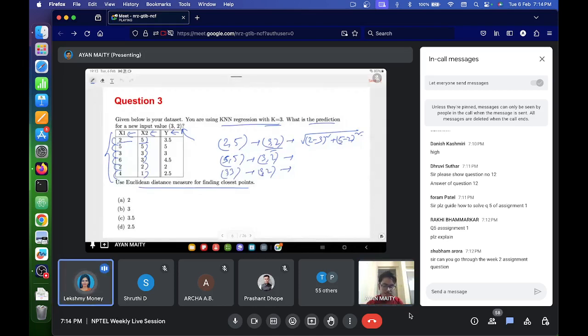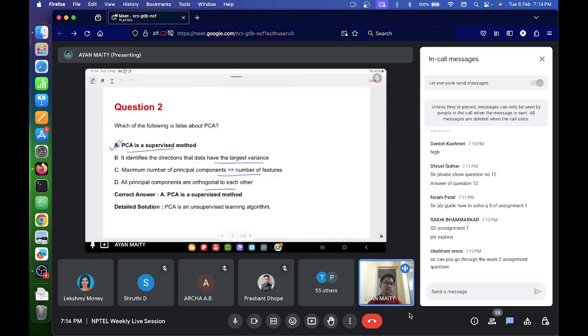So I thought PCA was part of linear regression. That's not the case, right? No, PCA is principal component analysis. It is to reduce the number of features in the data. So we only consider the principal components, not all the features. So it is an unsupervised method. It is also covered in week 2. So if you go through the video lectures, you'll be able to understand.